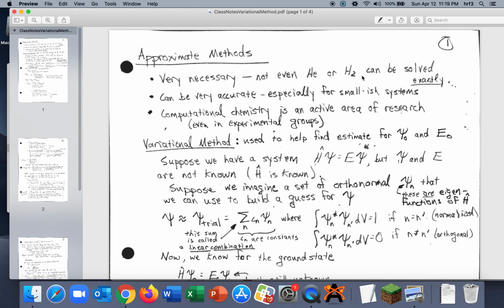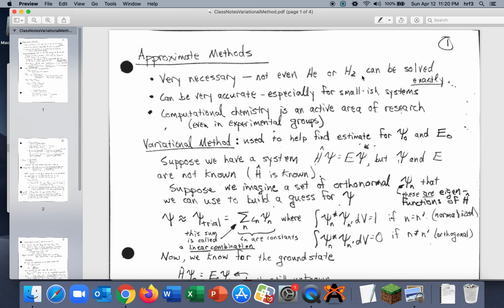All right. They can be, even though approximate, very accurate, especially for smallish systems. You can get 5 significant figures, which is good enough in most cases. And computational chemistry is an active area of research, even in experimental groups. Some of you are going to graduate school, and you might be going in organic chemistry or inorganic or analytical, and you still will have either collaborations with computational chemists, or you'll do computational chemistry right in your group. So it's good that you're getting some exposure to this because you might be doing it in the future.